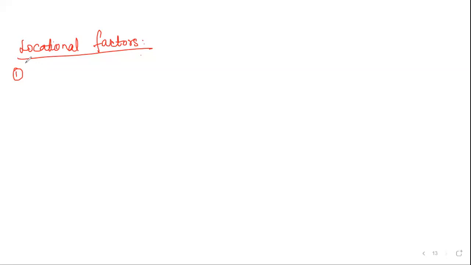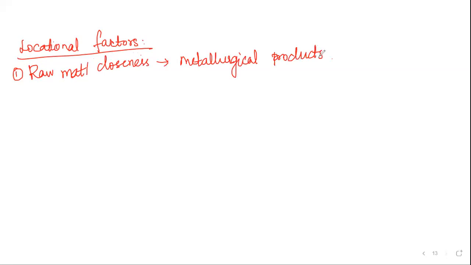So the first condition is raw material closeness in the form of metallurgical products. Those products will serve as the raw material for my industry.